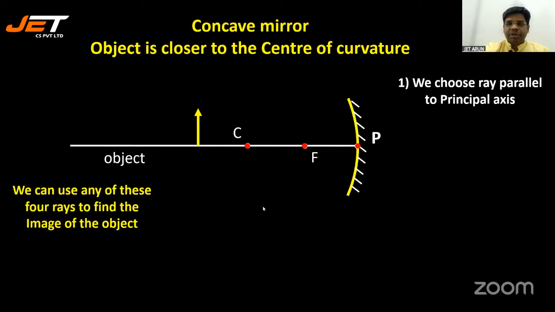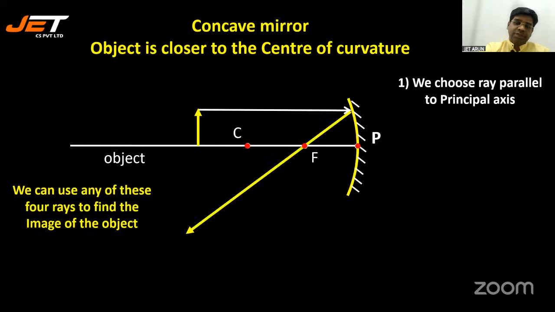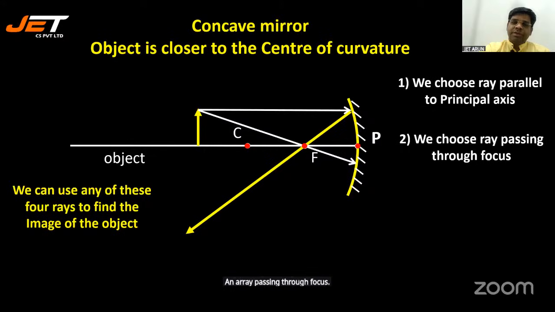So we choose a ray parallel to principal axis like this. On reflection, it will pass through focus. The ray will pass through focus. And a ray passing through focus will reflect. Yeah, Shivani, Kirtana, Mamta, excellent, excellent. I appreciate your spirit. Very good. You said it very fast, but I'm just showing the ray diagram. Understand the ray diagram also. All right.